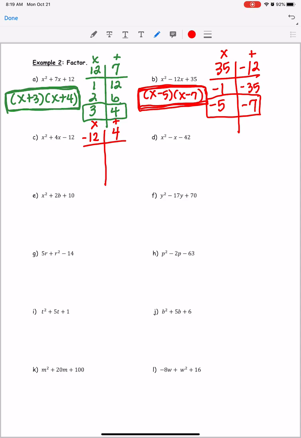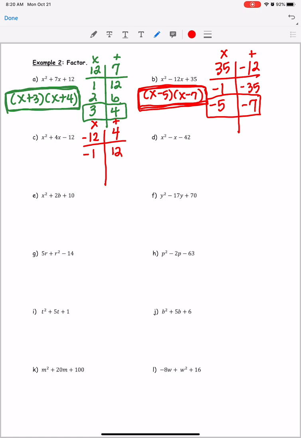Okay? So, what are your multiples of 12? Well, always start with 1. So we've got -1 and a +12. When I add those together, do I get to that 4? No, we do not.